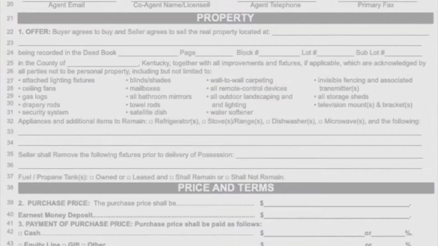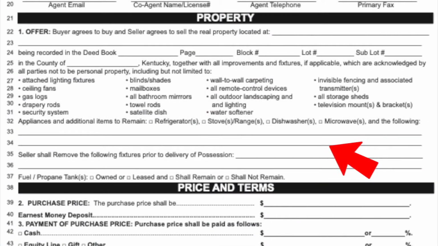Okay, our next video vignette with regard to the Kentucky Realtors statewide contract is going to be on the property/offer section. If you've got that in front of you, you see that begins on line 21 and ends on line 37. Again, we're using those numeric numbers that run along the left side of the page.